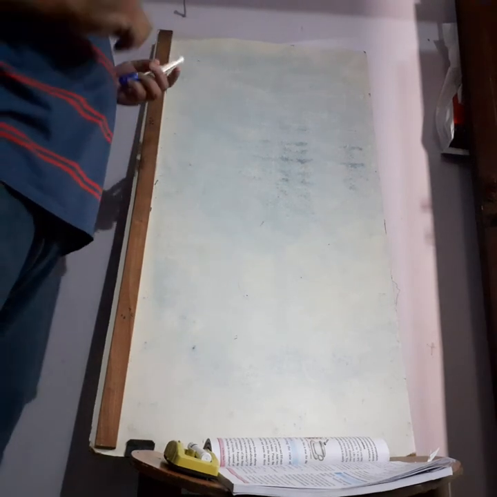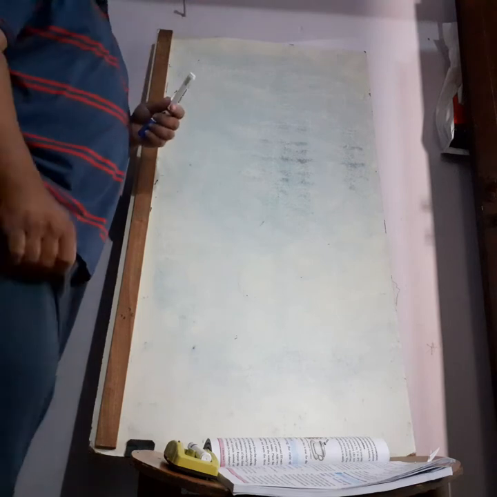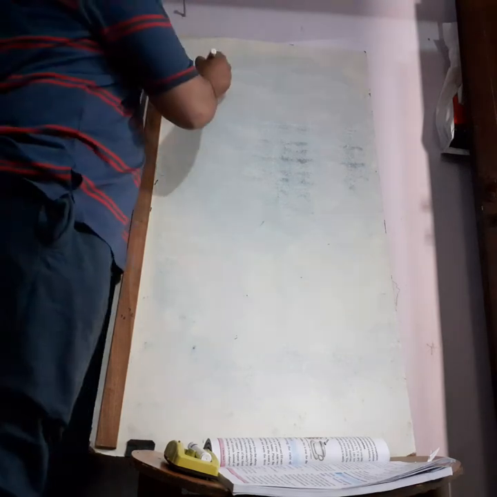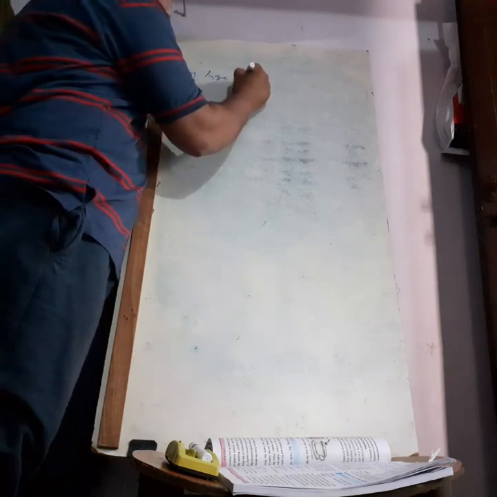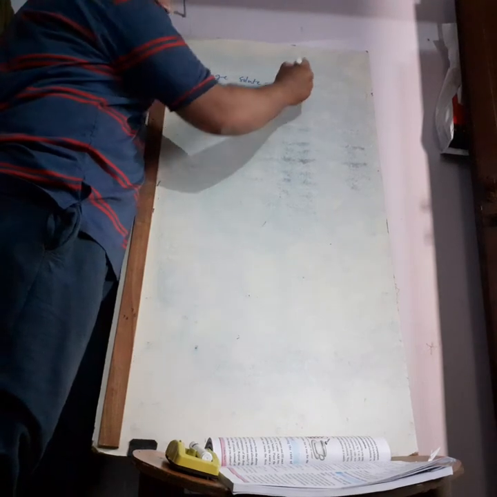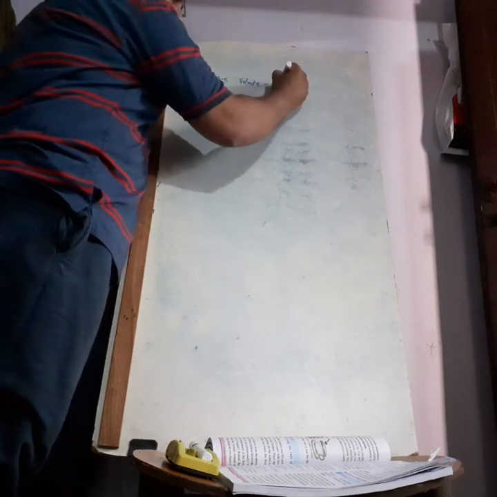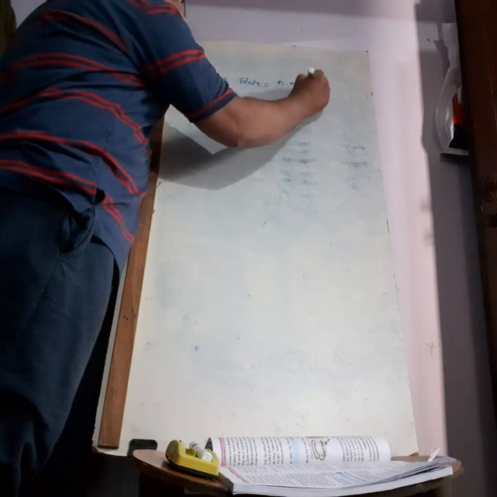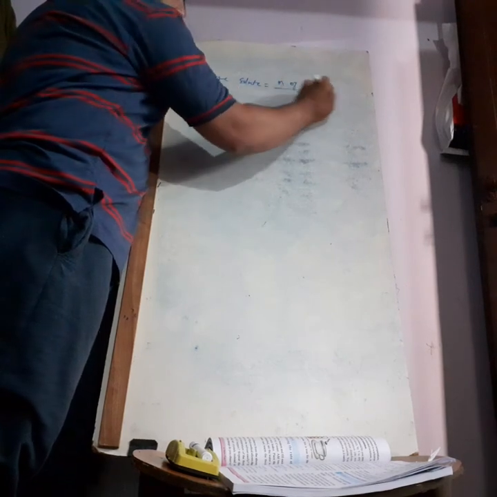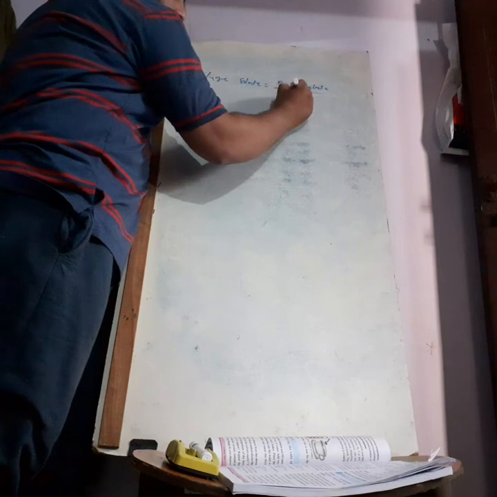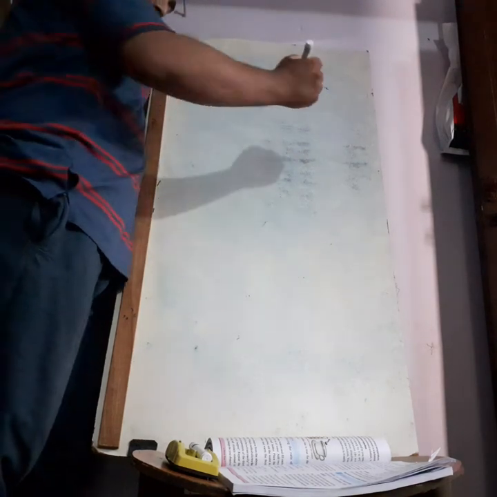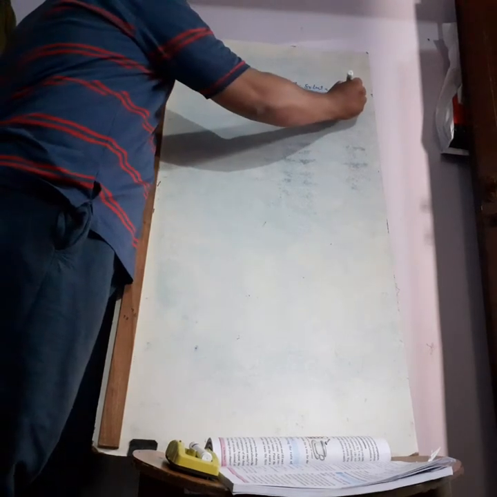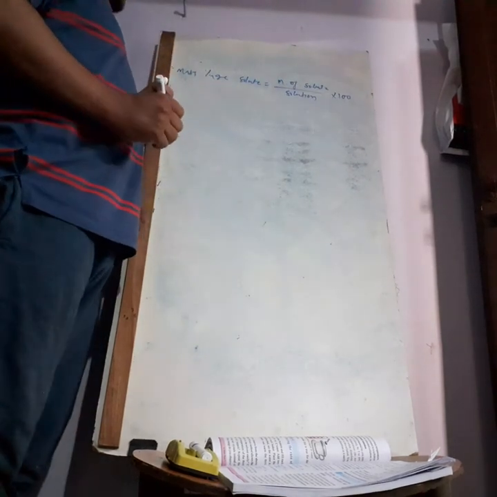Based upon this, he has given you the formula. What will be the mass percentage of solute? Mass percentage of solute is given as mass of solute by mass of solution into 100. These are the things which will be helpful in calculating the problems.